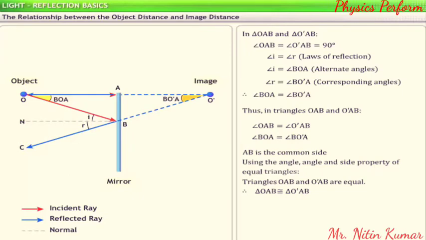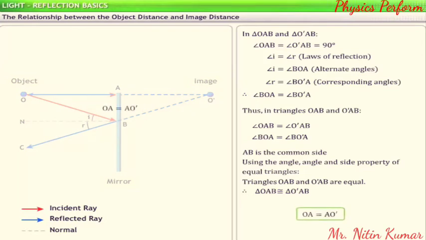Using the angle and side property of equal triangles, we can say that triangles OAB and O'AB are equal. Equal triangles have equal sides. Therefore, OA is equal to AO', which means that the distance of the image from the mirror is equal to the distance of the object from the mirror.